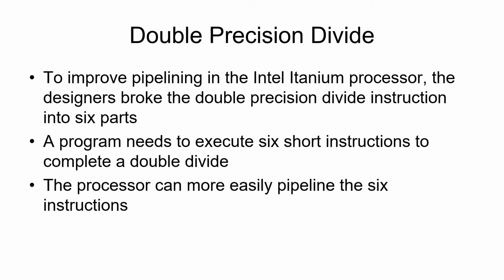In order to improve pipelining, the Intel Itanium processor breaks the double precision floating point divide into 6 parts. There are 6 instructions, each one doing a piece of the divide, and that allows it to be pipelined much more easily.